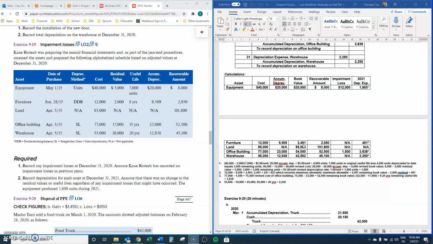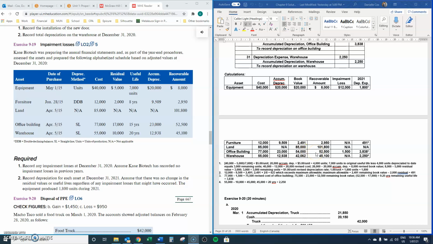The furniture book value, as compared to recoverable amount, the book value is less, so we're fine. There is no impairment loss. Land, so land is cost. There is no depreciation. We do not depreciate land. So we're comparing the cost then to the recoverable amount, and again, the book value is less, so there is no impairment loss.